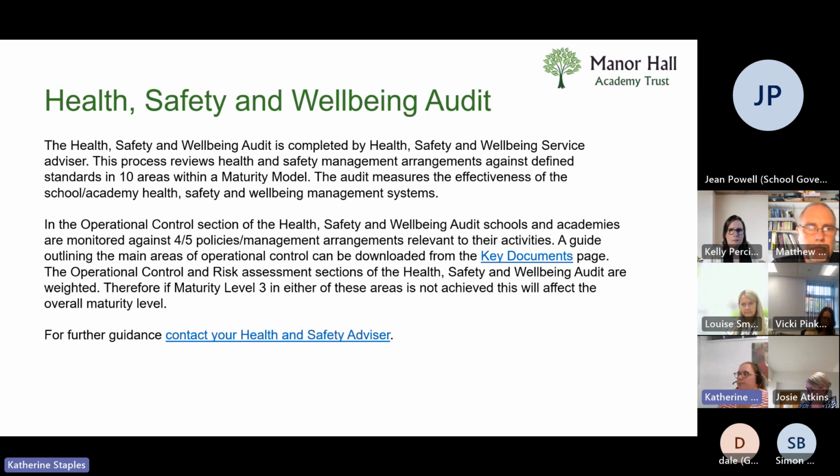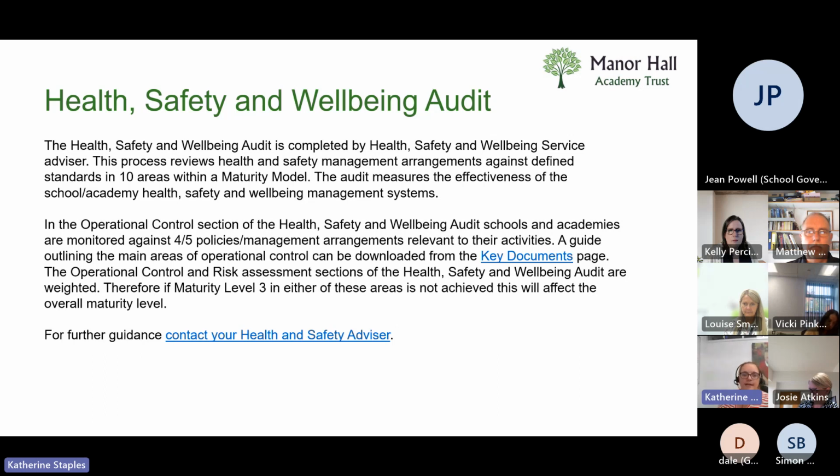So there are 10 areas within the audit. We'll have a look at what they are in a minute. And the audit measures the effectiveness of the school or academy health, safety and wellbeing management systems. So everything's scored 1 to 5, and it's based on a maturity model.